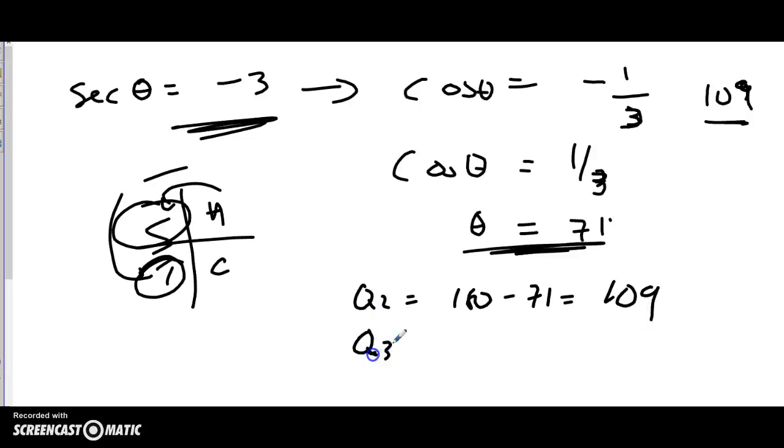Okay, and if you said, well, I could have got it in the first place, the problem is, how do you get the quadrant 3 answer? You would have to go backwards and get 71 in the first quadrant after that, and then add it to 180. So 180 plus 71 is 251.